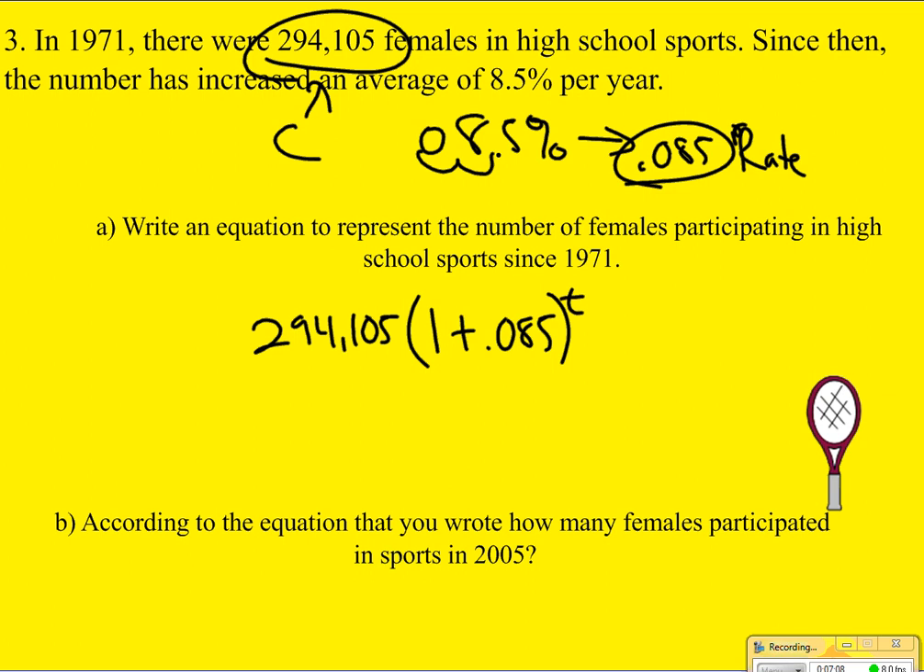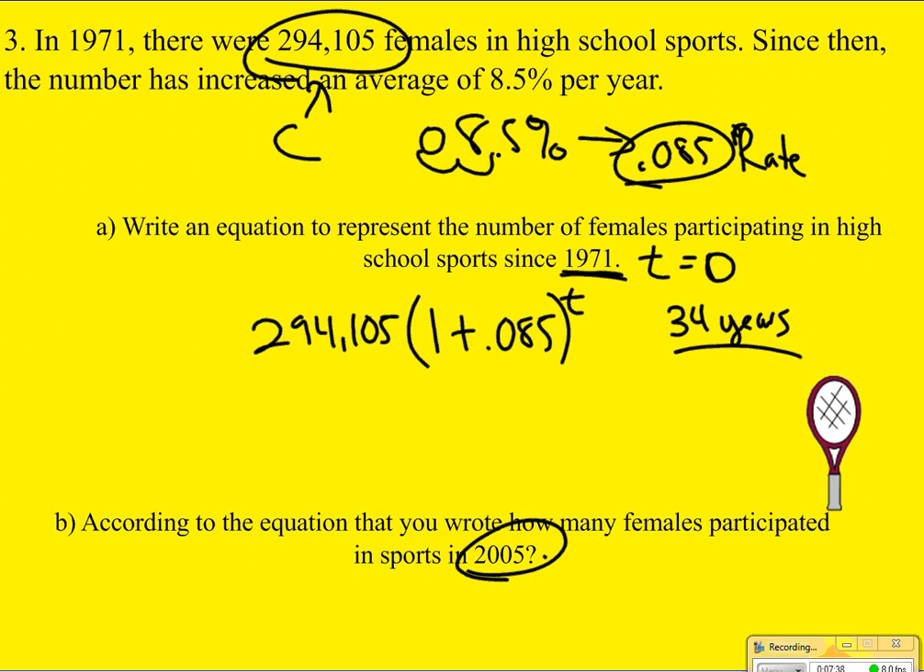So according to the equation that you wrote, how many females participated in sports in 2005? All right, so my initial time was 1971. So it's 1971, that's time 0. Okay, so how many years was it to 2005? Well, simple way is just subtract them. And that's going to be 34 years.